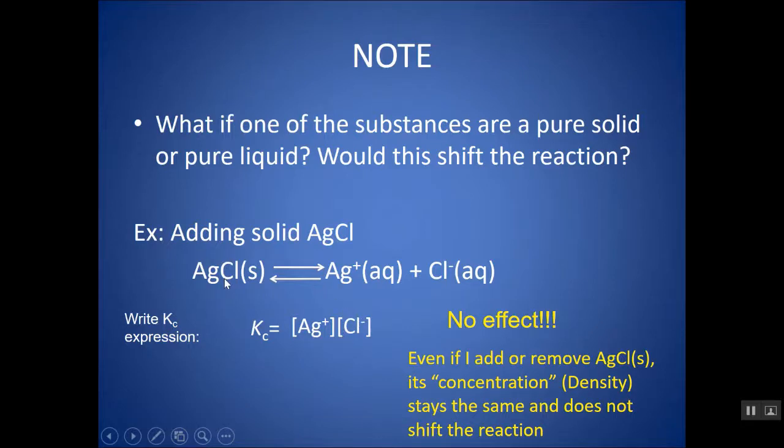Even if I were to add or remove some AgCl solid, its density or concentration would stay the same, and it's not going to shift the reaction. If I take some away, it still has the same concentration. Say it still has the same number of moles per liter. It just has less mass, maybe.